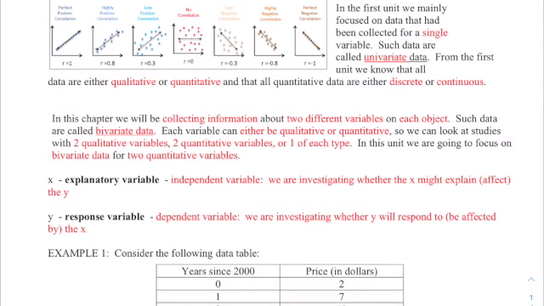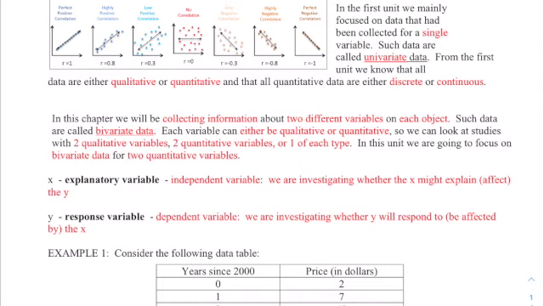Next, in this chapter, we will be collecting information about 2 different variables on each object. Such data are called bivariate data. Each variable can either be qualitative or quantitative. So we can look at studies with 2 qualitative variables, 2 quantitative variables, or 1 of each. That means 1 qualitative and 1 quantitative. In this unit, we are going to focus on bivariate data for 2 quantitative variables. That means 2 numerical variables.